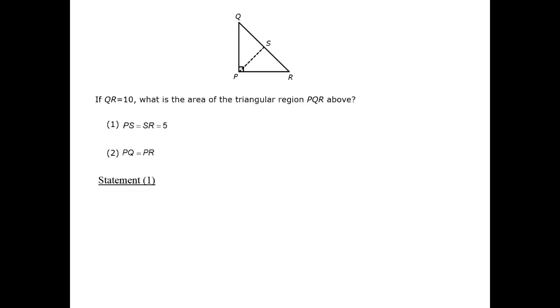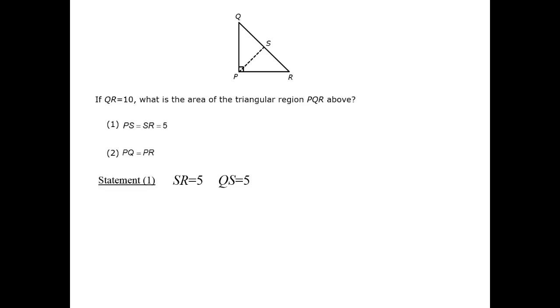Statement 1 gives us a few important pieces of information. First, it tells us that PS, the dotted line, bisects QR, the hypotenuse. We know this because if QR is 10, as the question tells us, and part of it is 5, then the other part is 5, and they're of equal measure. Moreover, since PS bisects the hypotenuse, PS is perpendicular to it, even though it's not marked as a right angle.